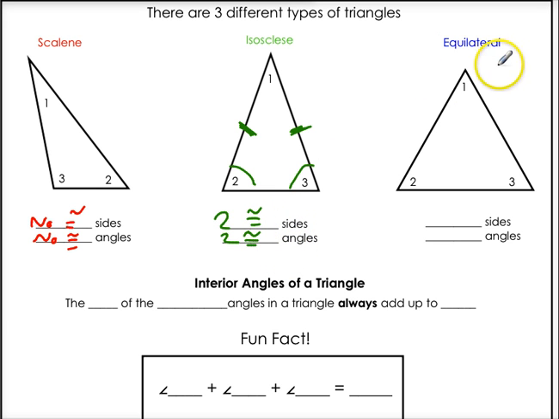The final one is an equilateral triangle, and that's where all three sides are the same and all three angles are the same. That's why it's called an equilateral.